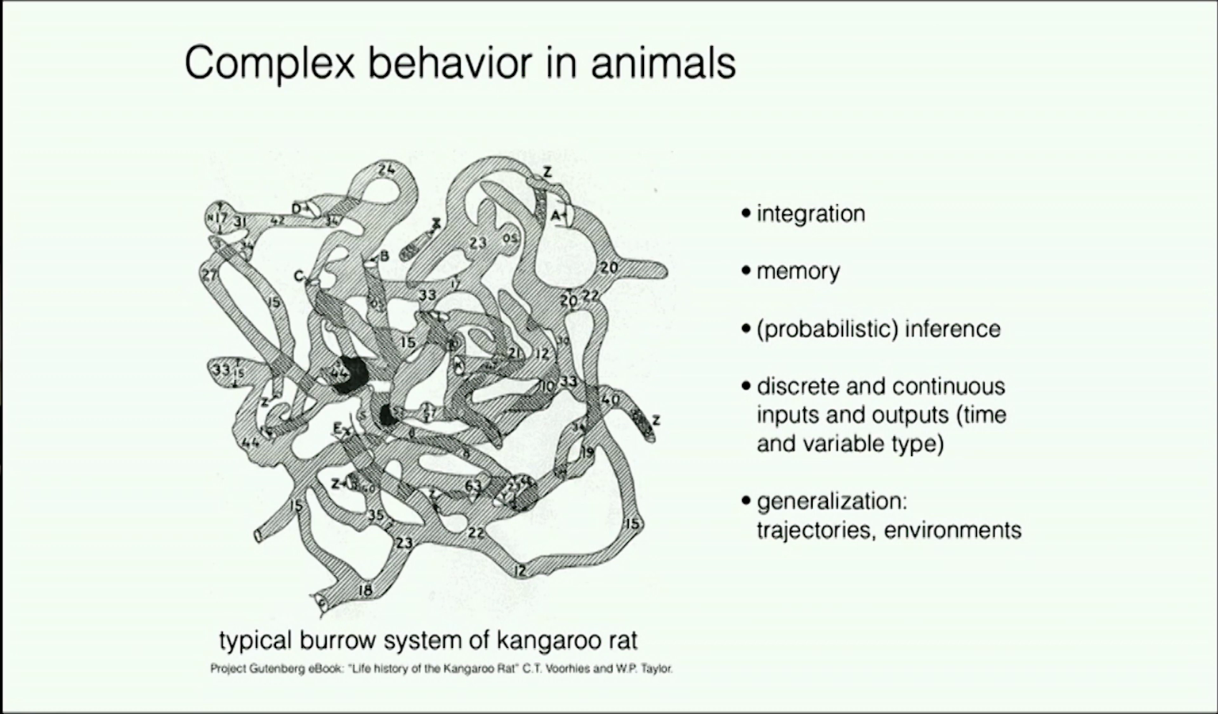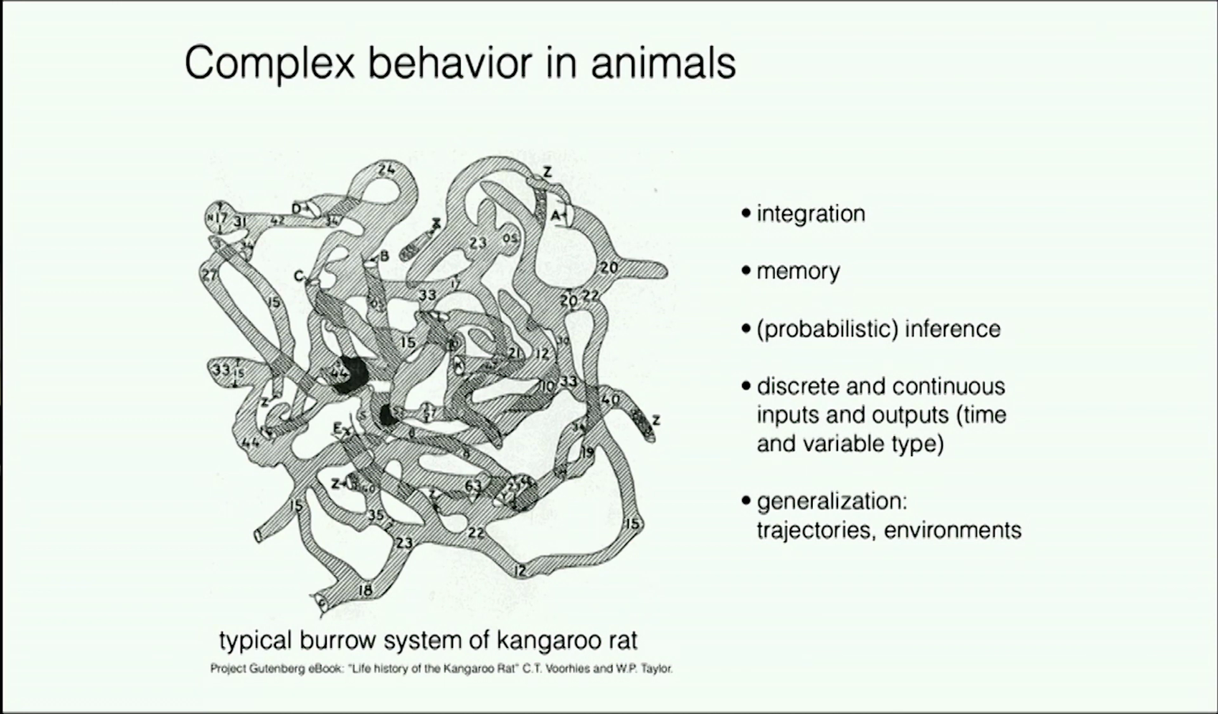Here's quite a different example of complex spatial behavior in animals. This is the burrow system of the kangaroo rat. Each passageway is one-dimensional, but together they form a three-dimensional mass under the ground. There are many different entrances and exits, I think marked by Z's. So the animal can enter from these various entrances and then presumably exit from the various exits.